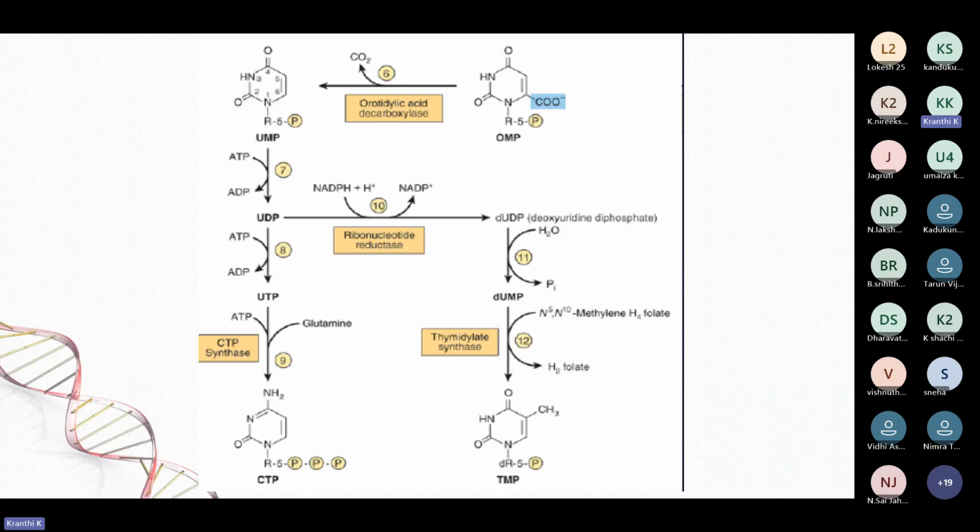Clear? So this is how the pyrimidine synthesis will occur. So how many steps here? Totally we have 12 steps. Within these 12 steps, the UMP, UDP, UTP, CTP, then deoxy UDP, then dUMP and TMP also got created. So these are the steps in the pyrimidine biosynthesis.